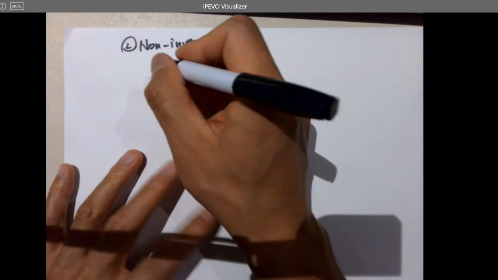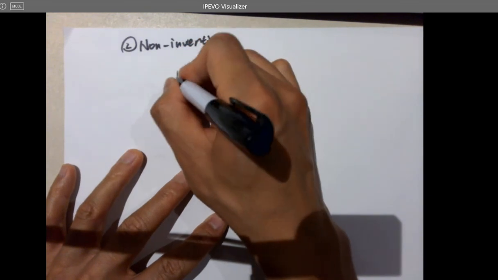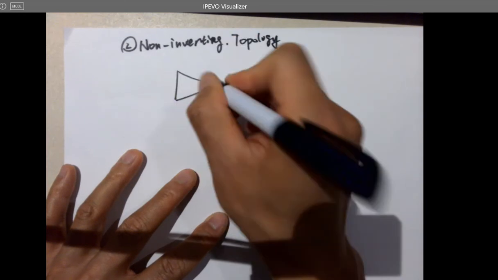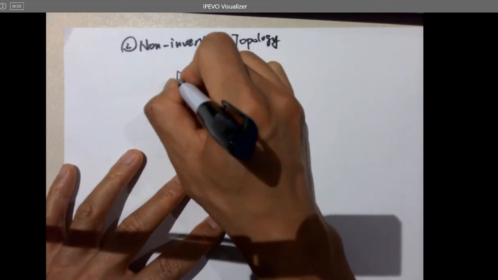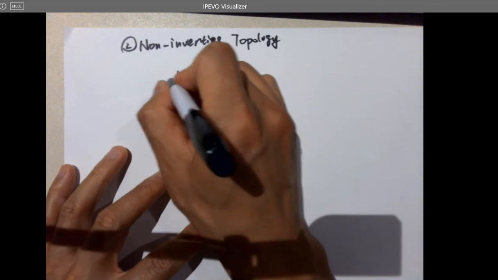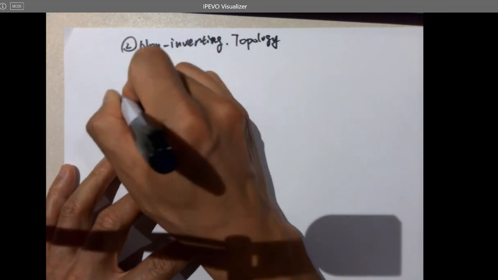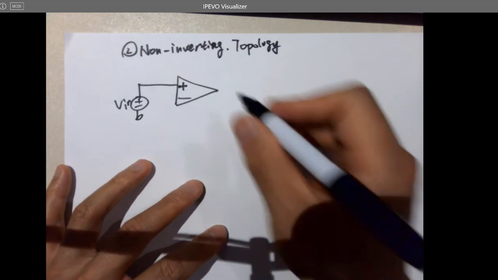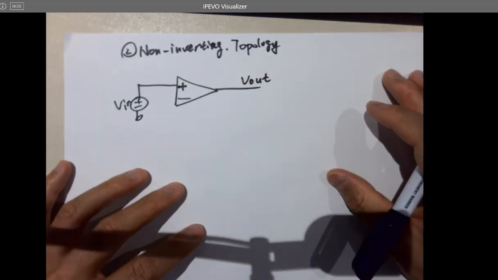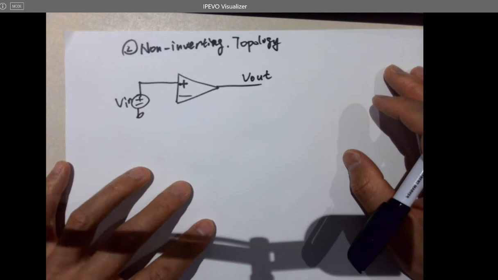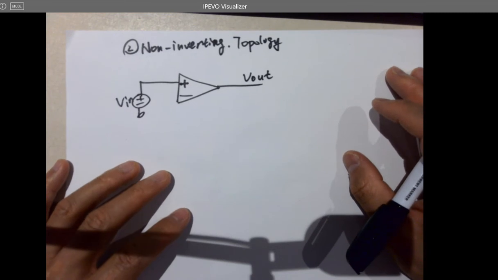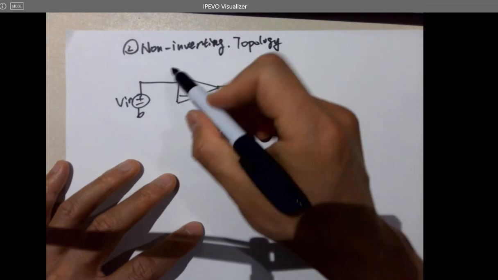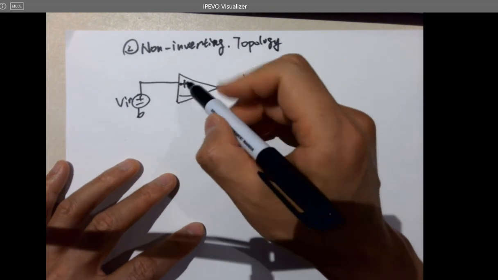Non-inverting terminal, non-inverting topology. Is Vin directly connected to the non-inverting terminal, and here's Vout. How do we want to feed it back? Warning, right? Always negative feedback. So there's nothing that can be fed back to the non-inverting terminal, keep in mind. Never.